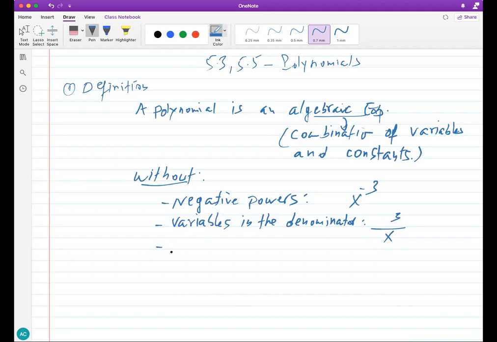And the third case is no radicals, or fractions as powers. This means you wouldn't see something like this, for example, 2 radical x, or x or y to a power that's, for example, a fraction, for example, 1/2. So a polynomial does not have any of these. If an expression has one or more of these, then it's not a polynomial, it's just an algebraic expression, okay? So a polynomial is very specific. It does not have these things in it.